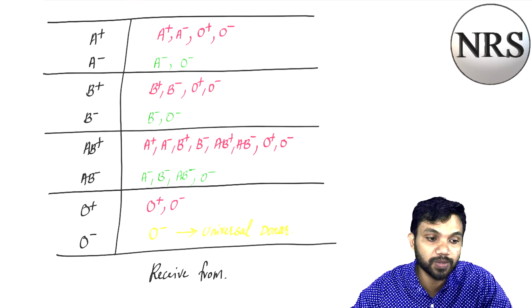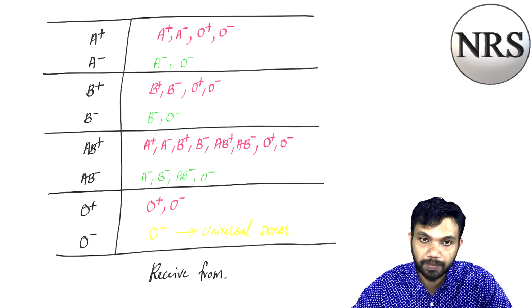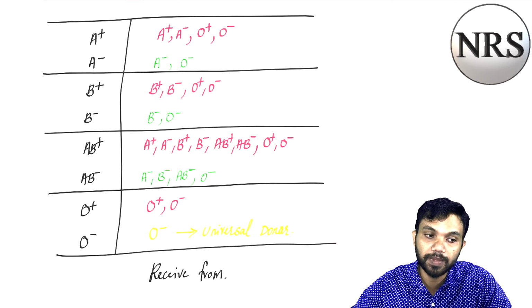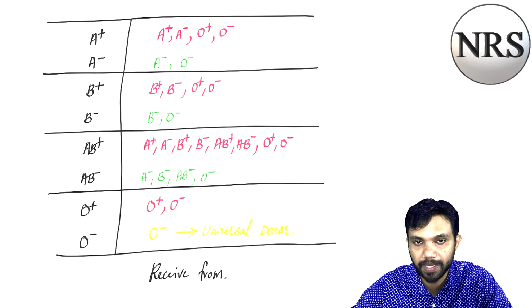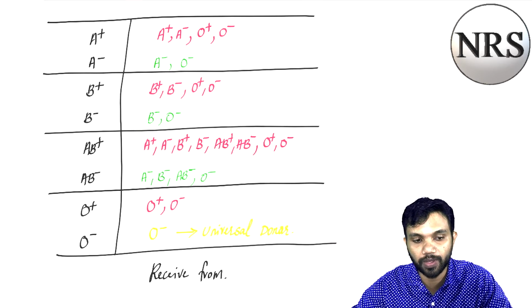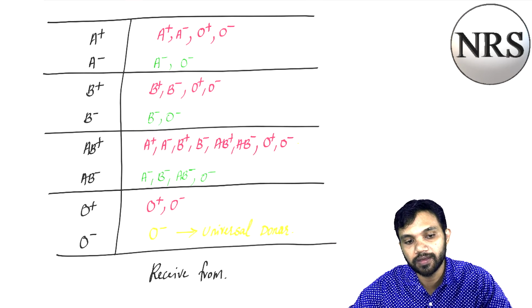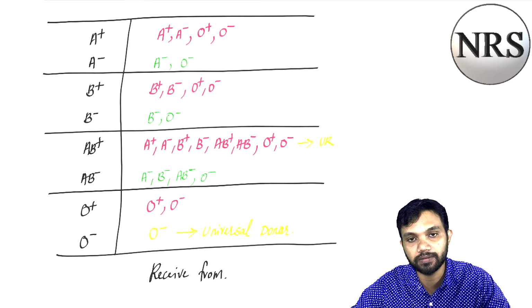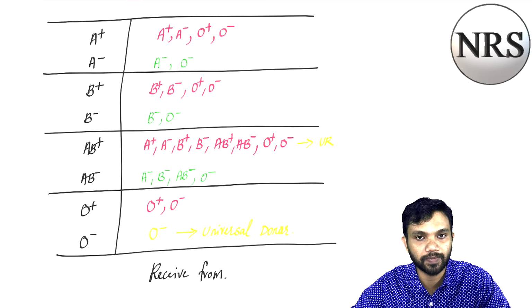And let's see who is the universal recipient. We have learned from the ABO blood grouping that AB is a universal recipient, and AB positive is the universal recipient. That is, he can receive blood from any blood group.